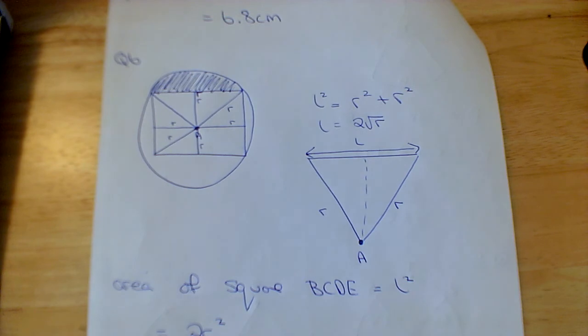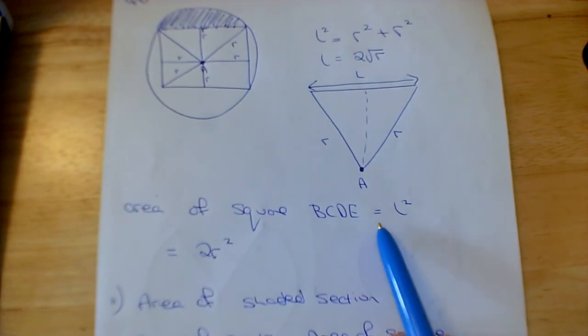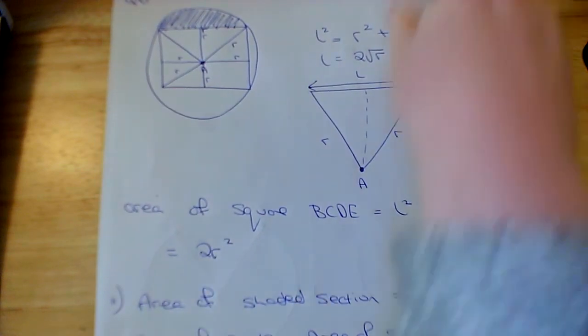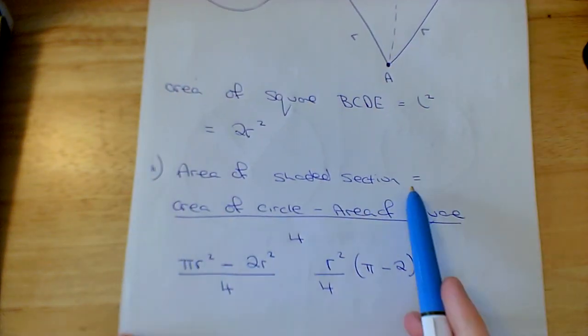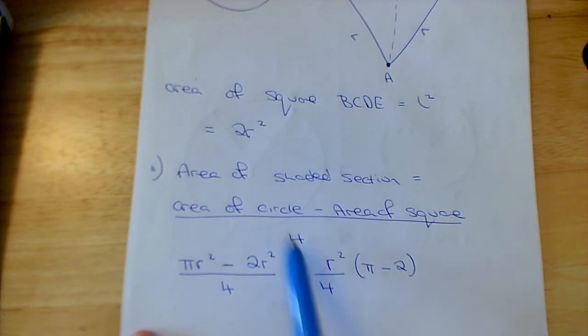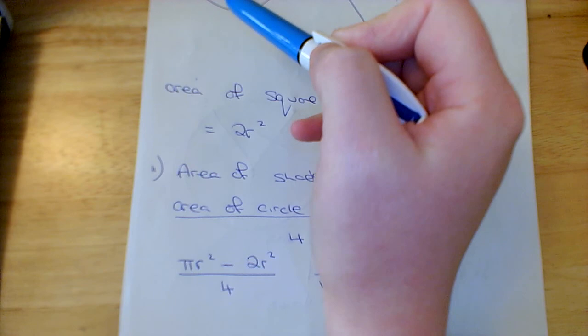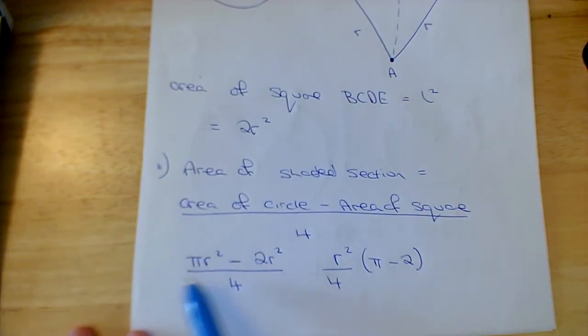So I'm doing Pythagoras' theorem: L squared is equal to R squared plus R squared, and then I have L is equal to root 2 R. We know that the area of a square is L squared, so 2 R squared is the area of the square. Then the area of the shaded section is going to be the area of the circle take away the area of the square, divided by 4, because these are all going to be equal. My diagram isn't great, but if you look at the PowerPoint, it's much better. These are all actually equal to one another.